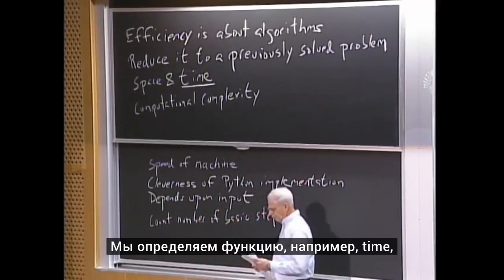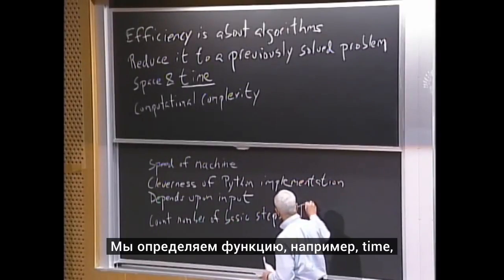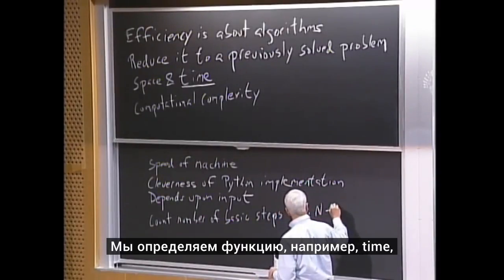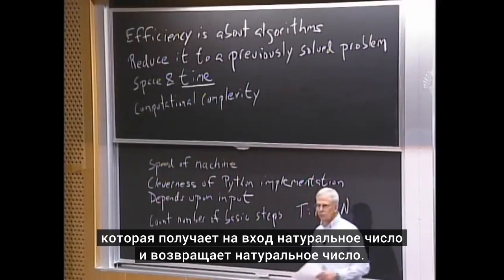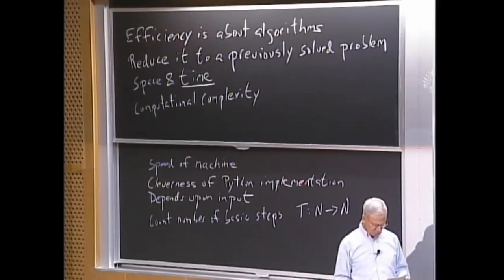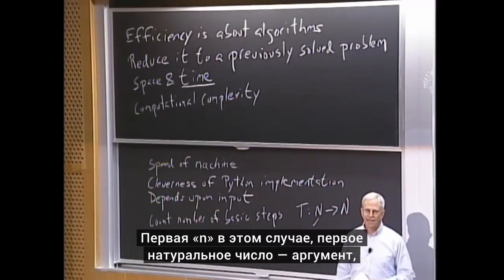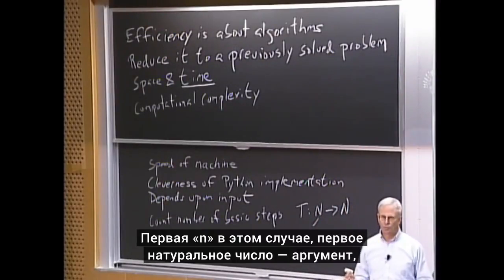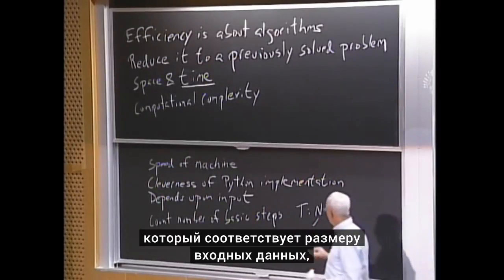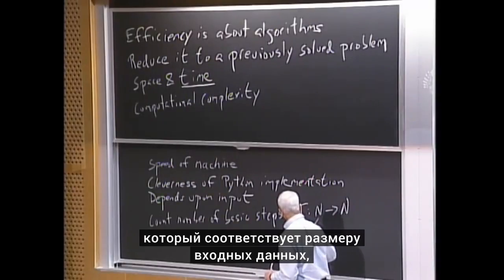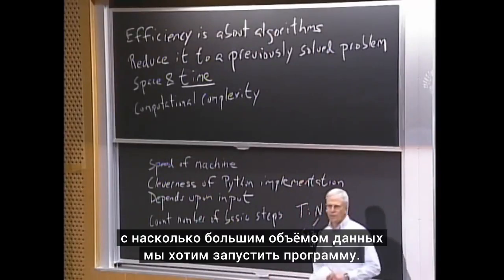So we define some function, say time, which maps the natural numbers to the natural numbers. The first n, in this case, the first natural number, the argument, corresponds to the size of the input.